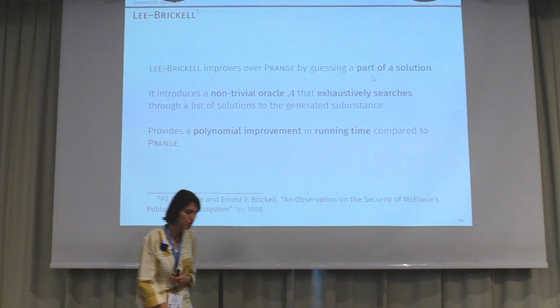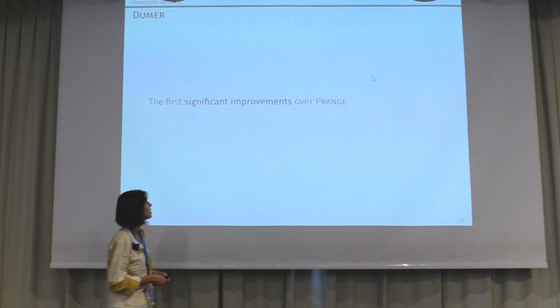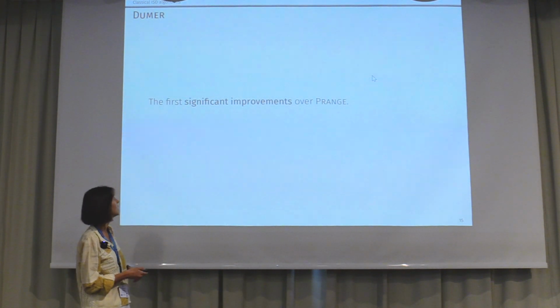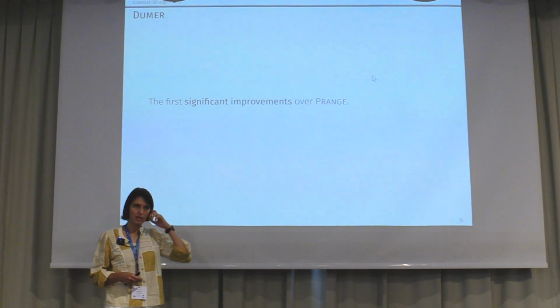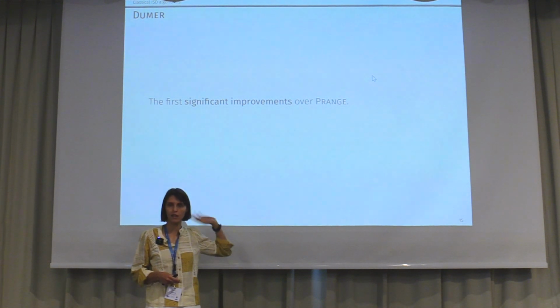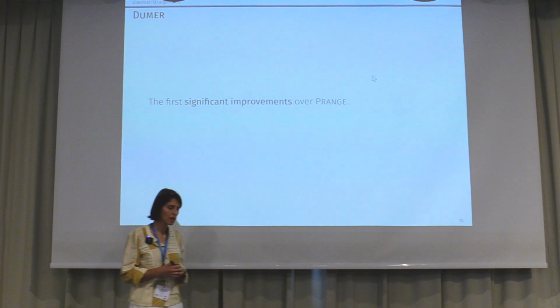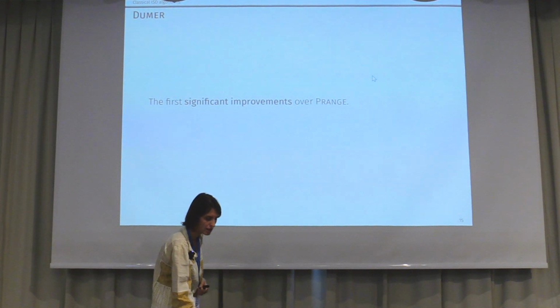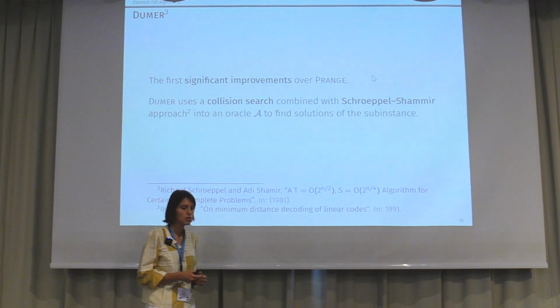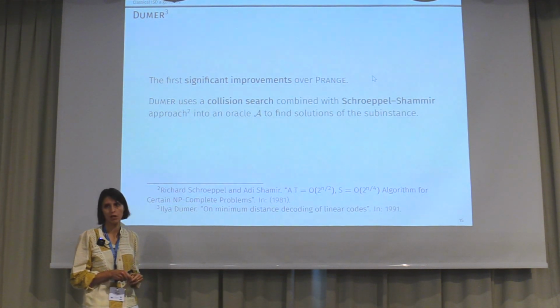But still it gave rise to new algorithms that are based on the so-called collision search. And the first in the line is the so-called Dumer's algorithm. Some people might have also heard about the Stern algorithm. It's very similar in spirit to Dumer, so I will just describe Dumer. It was the first significant improvement. Actually, it gives this improvement in the exponent. And it uses the so-called collision search and the Schroeppel-Shamir approach.